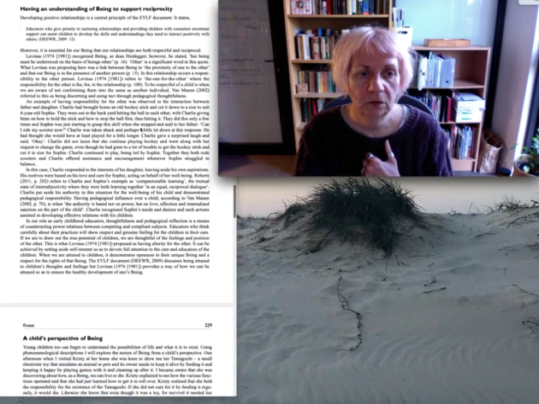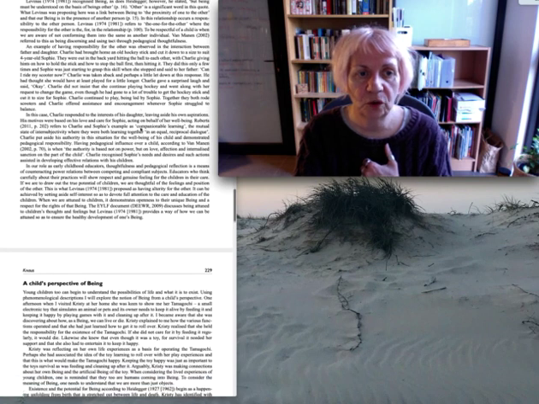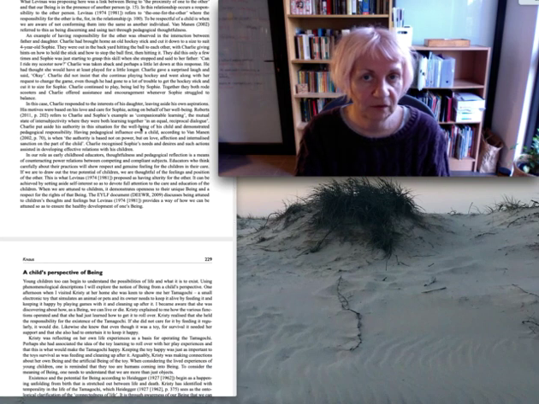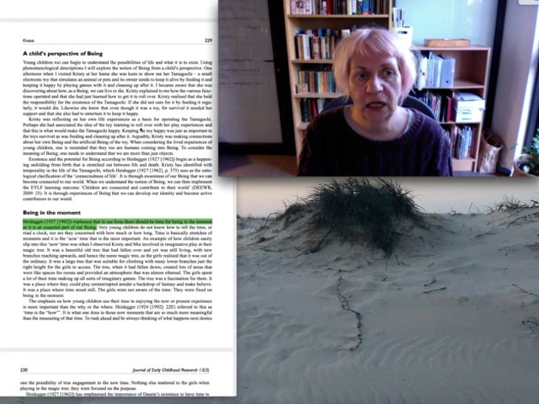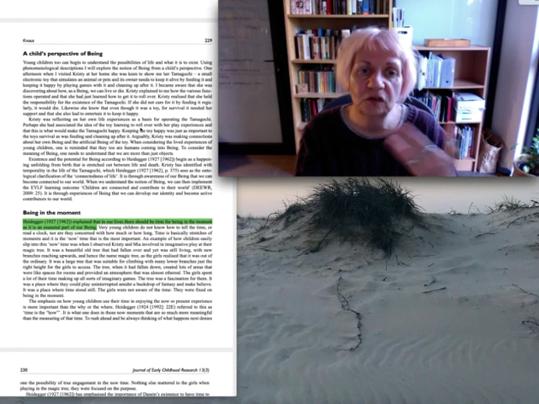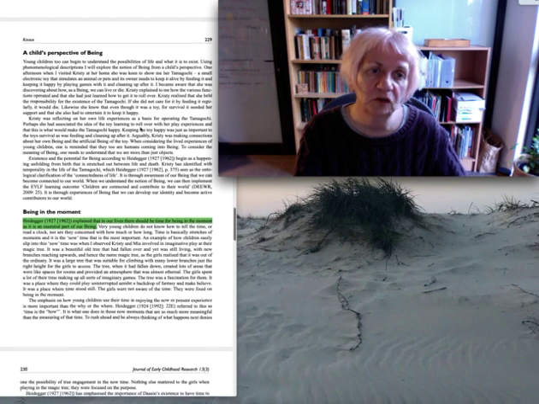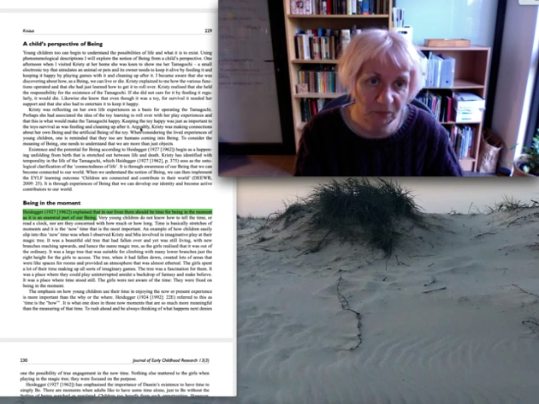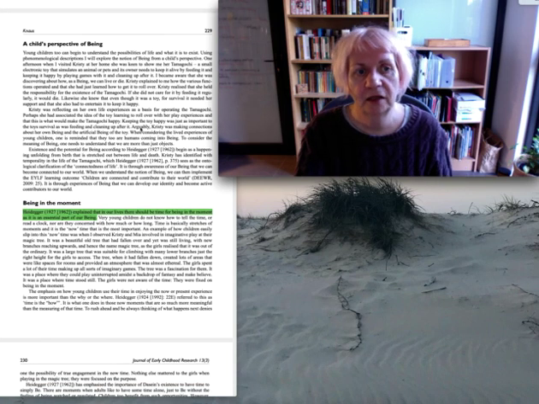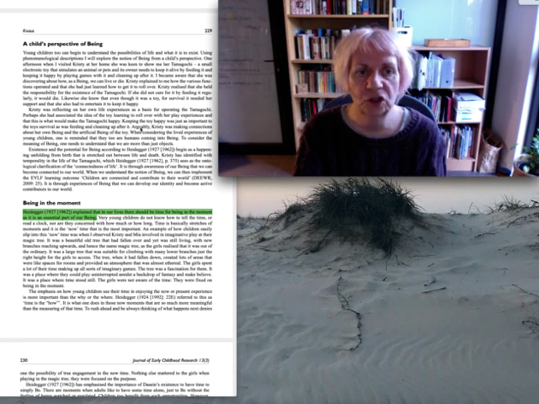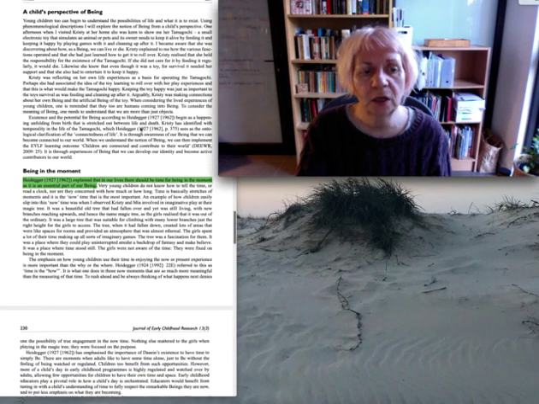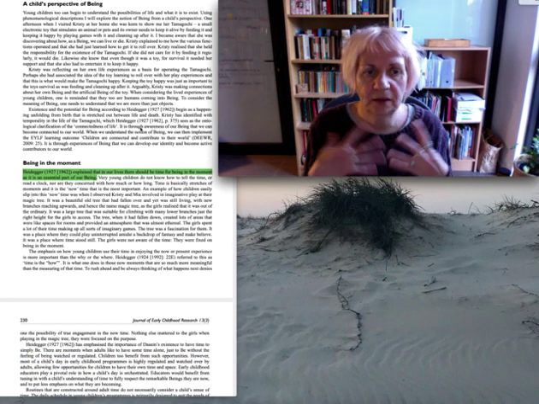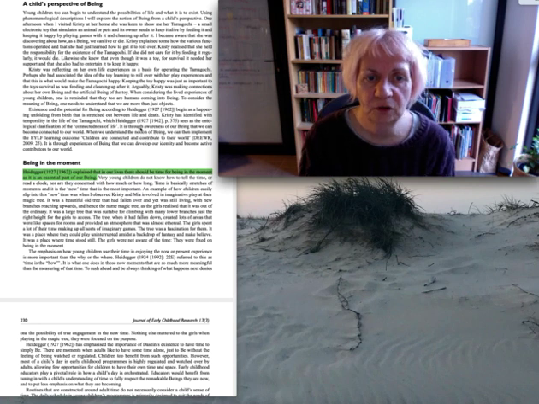So the paper goes on to talk about other aspects of the field work that she's been doing, and then she's using the field observations to think about this deeper question of being, and young children understanding the possibilities of life and what it is to exist. And so she talks about that a little bit more in terms of young children.